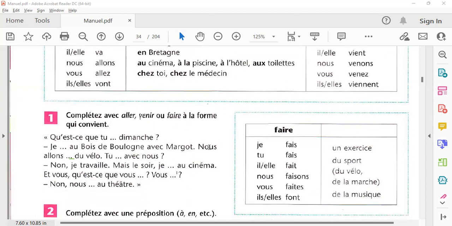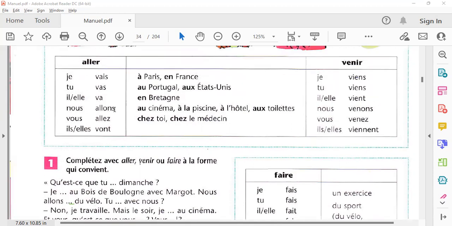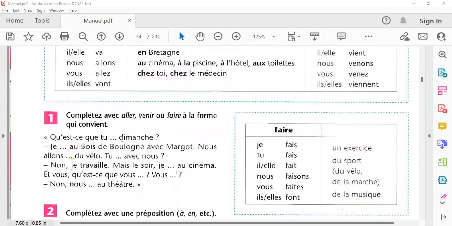Now, next sentence, nous allons dash du vélo. Over here it would come faire. Faire, well done. But you also need to understand which subject pronoun it is. This is nous. So in grammar it's the first person plural, and allons is already conjugated, coming from the verb aller. So we don't have to conjugate another verb. So nous allons faire will become completely as it is.